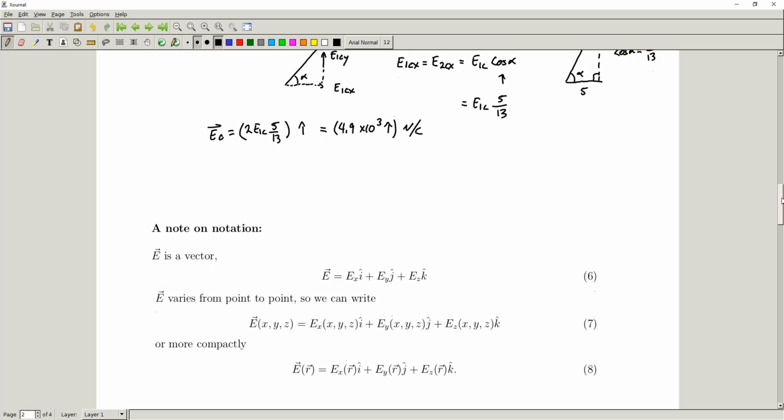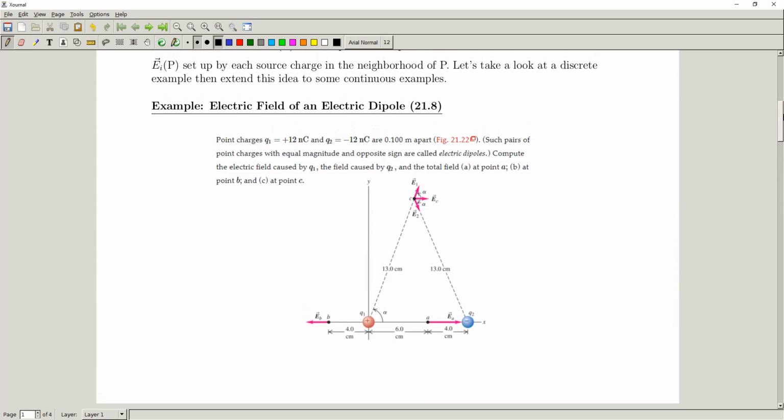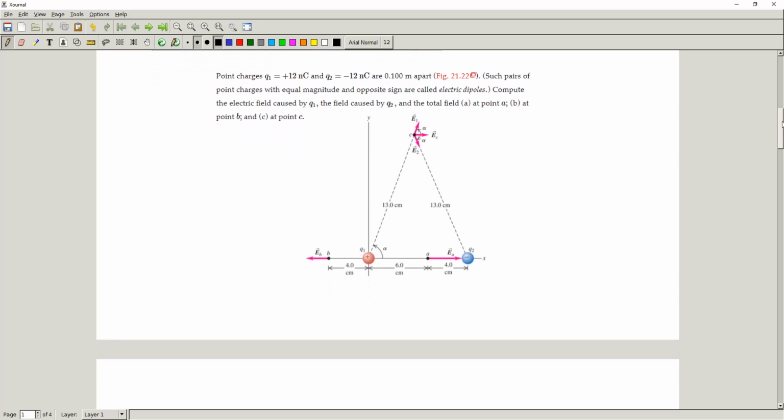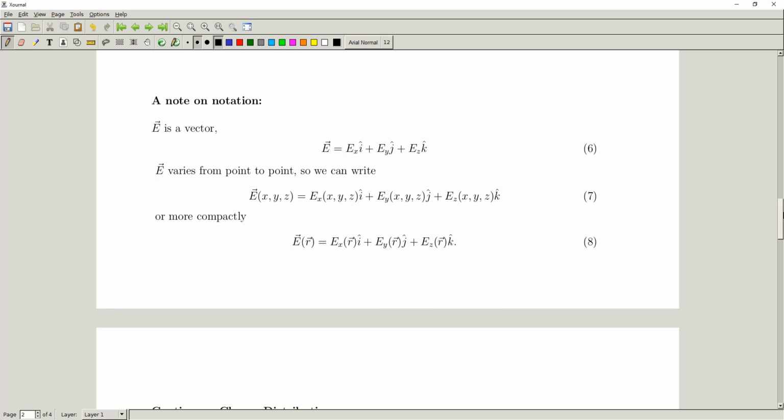Okay, so that was the one example that I'm going to do for still discrete points, where we have some number of point charges that we're trying to calculate the electric field around. Before we move on, I'm going to make a quick note on notation here. We're going to write the electric field in a few different ways as we keep working with it, but we have to remember that all of these are in some ways equivalent, right?